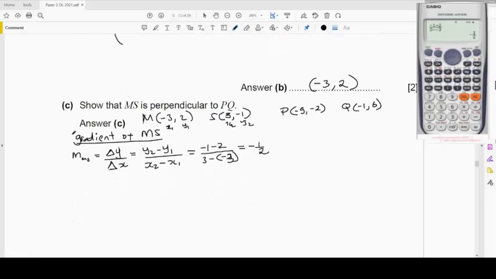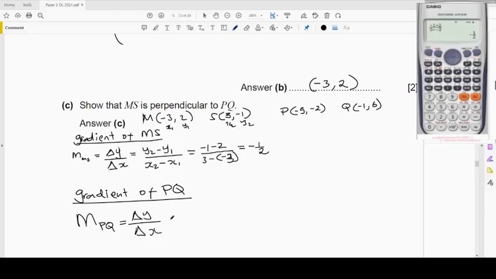And then in the same way we work out the gradient of PQ. So this m of PQ is also delta y over delta x. So you can call this your x1, y1, x2, y2, and then y2 is 6 minus -2, and this is divided by -1 minus -5. Then this is what you type in on your calculator.